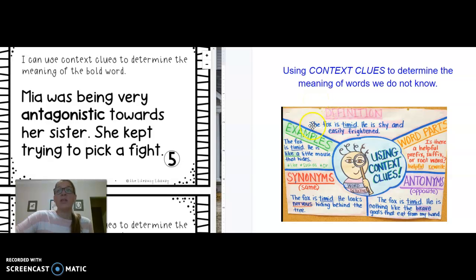For example, the fox is timid. He is shy and easily frightened. Right there, they told us what timid meant. We didn't have to do a lot of thinking. We just had to read. That one's kind of the easiest one. We may have word parts.